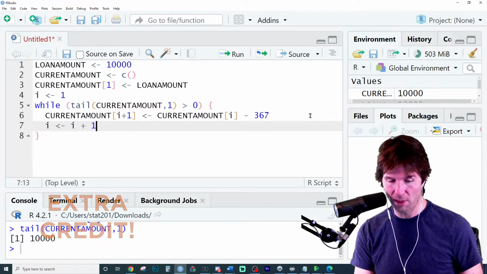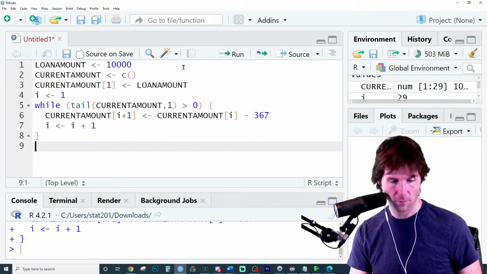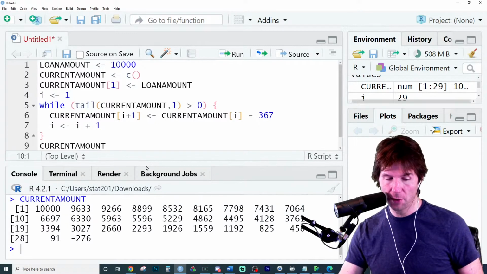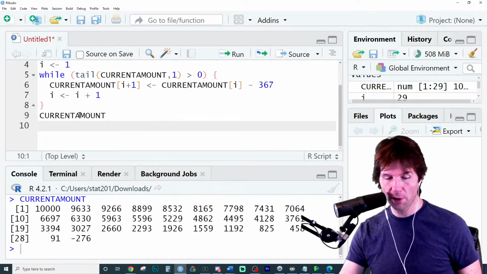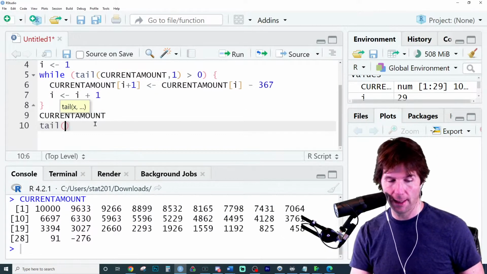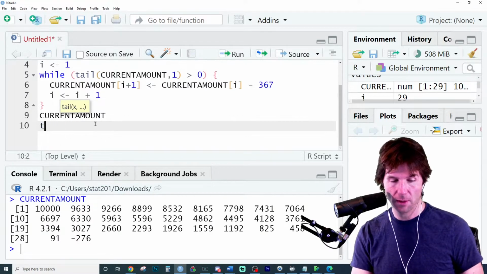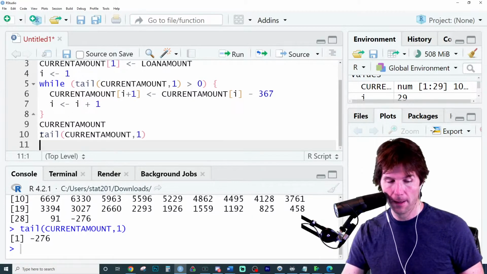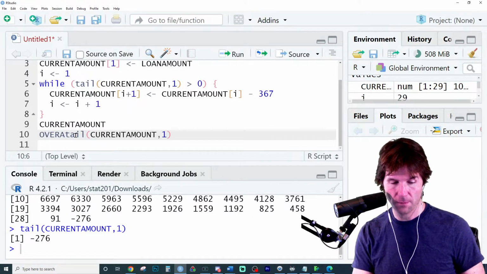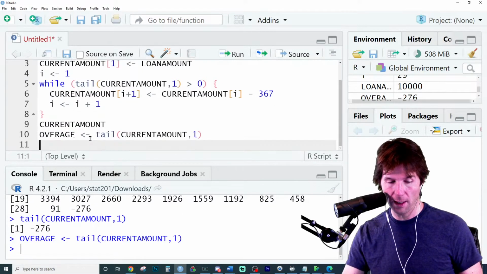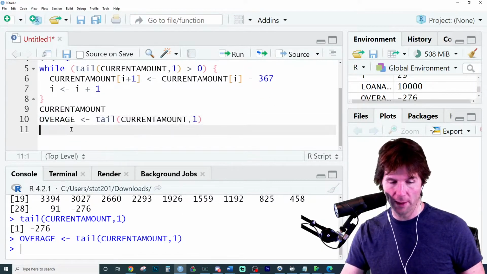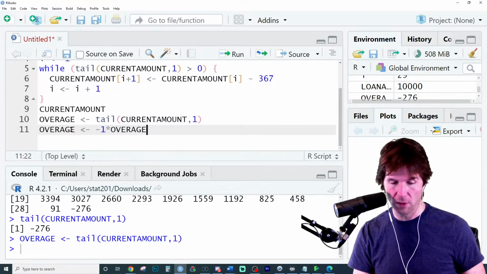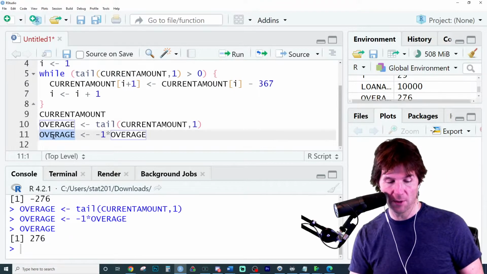So now we need to go i plus 1 right here. Now let's take a look. All of this to get this vector. Now what you could do is take tail and go tail of current amount and take the last value, and we could call it overage. And we could overwrite overage with negative 1 times overage. Reason being, this is how much someone has overpaid.